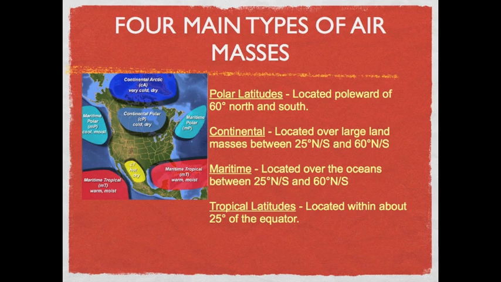In the diagram on this page, you can see the source regions and common patterns of movement for the various types of air masses associated with North America and more specifically the United States.